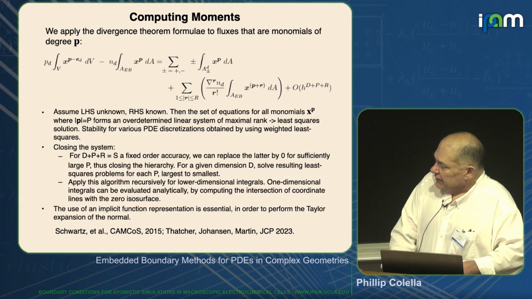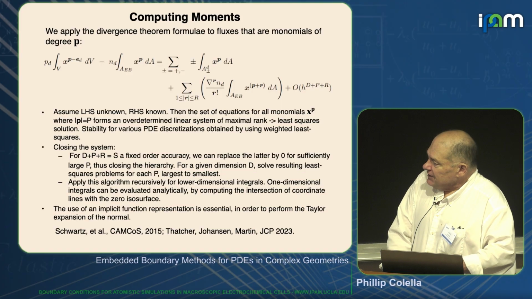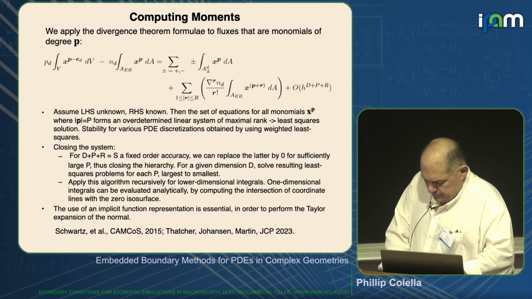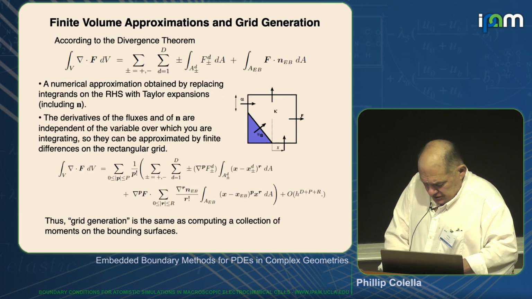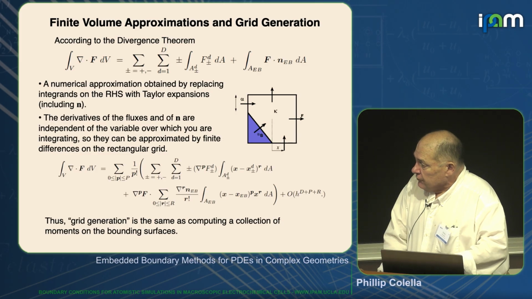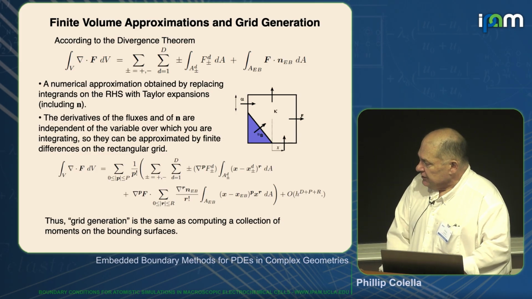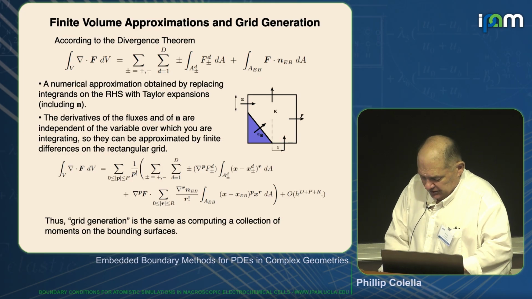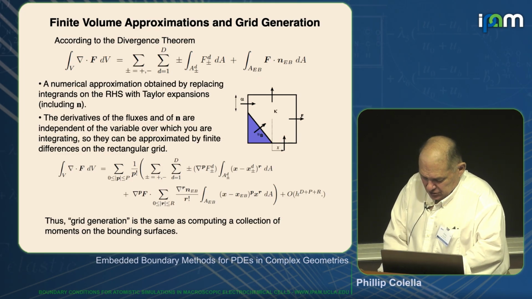And what I've done here is I've done that, and I've done something a little bit special. Let me go back. I've pulled the AEB, the integrals over the embedded boundary, over onto the left-hand side, and I've actually computed this over on the left-hand side for the monomial as well. So let me go forward.